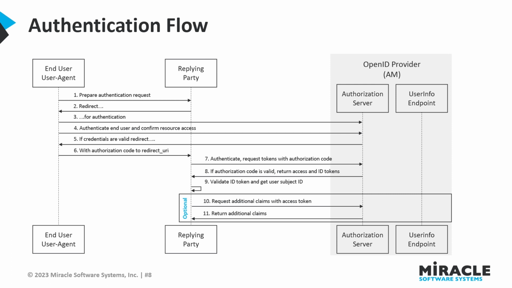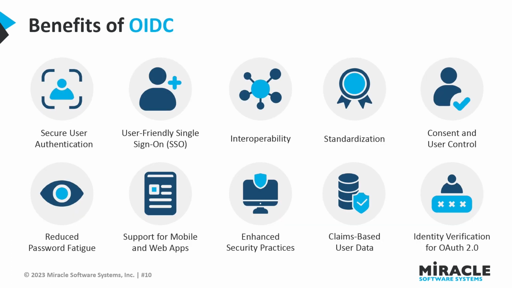Now, whenever the user makes changes in the application that require API calls, they are sent along with the access token or the ID token provided by the identity provider. And the API gives a response. So that's how, briefly, an authentication flow works in OIDC. So let us understand the benefits of OIDC.